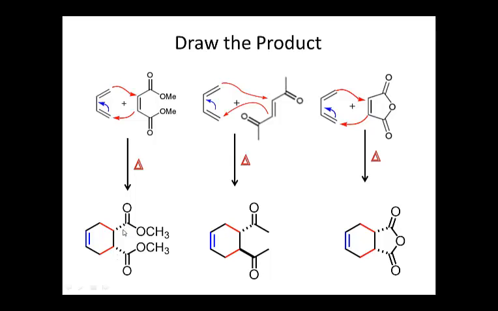Again, if both of these are wedged, that's still cis. It's just a different stereoisomer. If both of these are wedged, it's still cis. It's just a different stereoisomer.